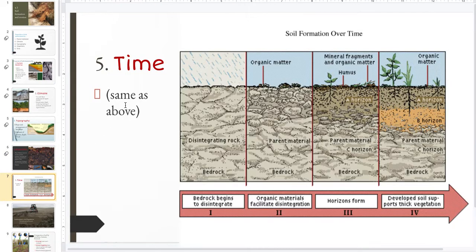And then time. The older the soil, the more organic material has had time to accumulate, and you end up with those very distinct horizons.